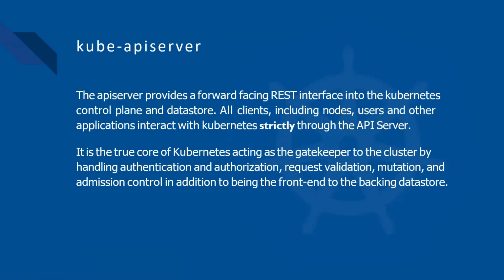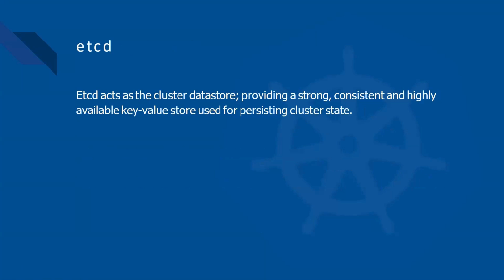It acts as a gatekeeper to the cluster, handling authentication, authorization, request validation, and mutation. All of these are controlled by the API server. The API server is the heart, you can say, because all of the APIs reside under it. All of the things can be controlled by this. Okay, etcd is the cluster data store, a consistent, highly available key-value store for the persistent cluster state.